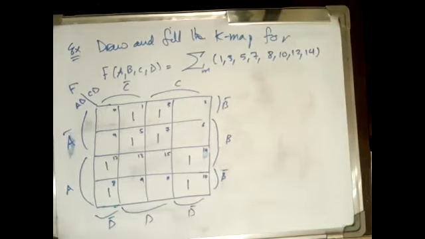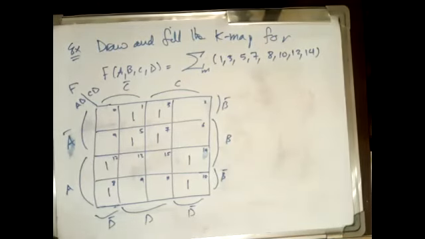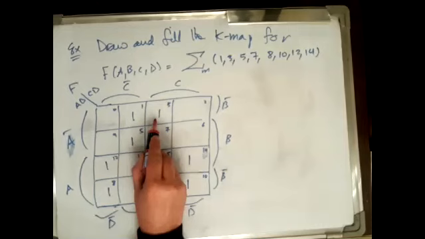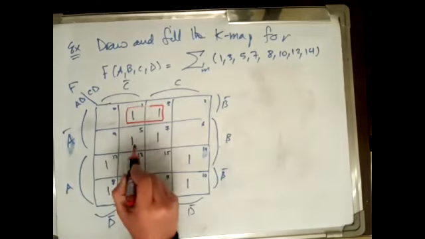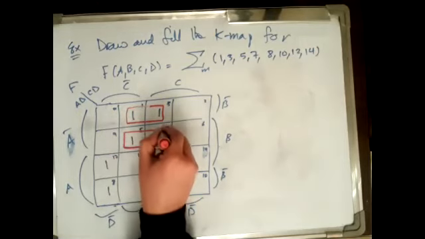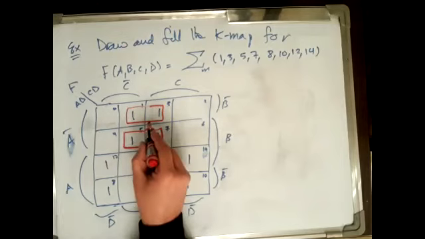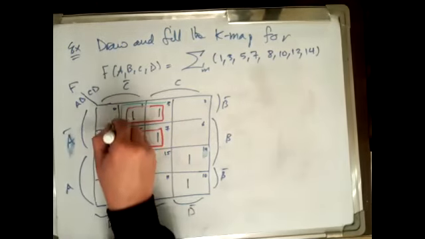Now, simplifying the function is basically combining squares using the map. If we start here, this one is adjacent to this one, so we can combine them together into one big rectangle. Also, this one is adjacent to this one, so we can combine them into one. And this rectangle is adjacent to this rectangle, right? We can combine them into a larger rectangle.